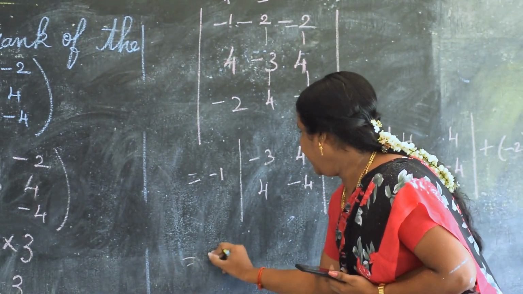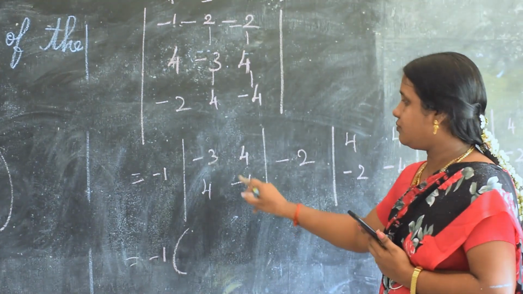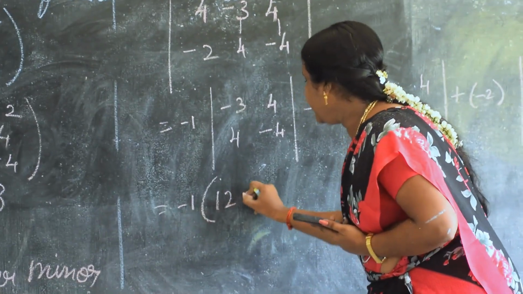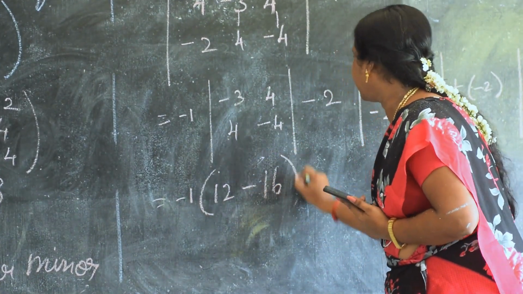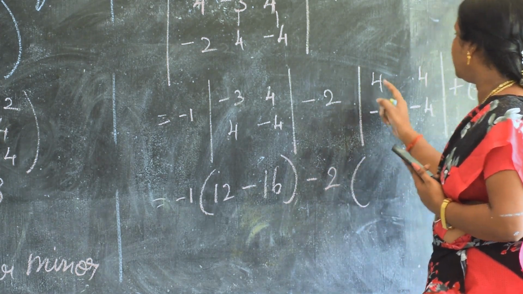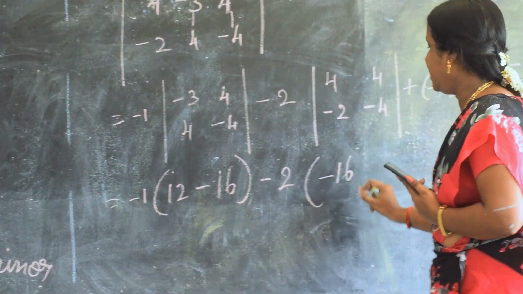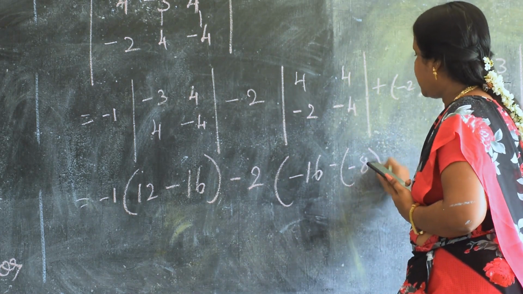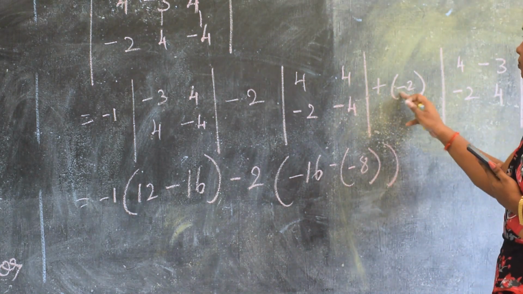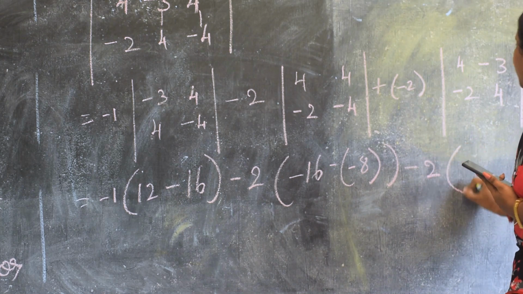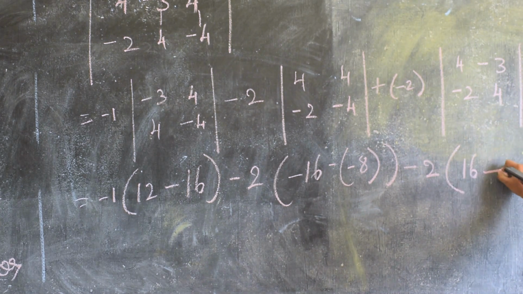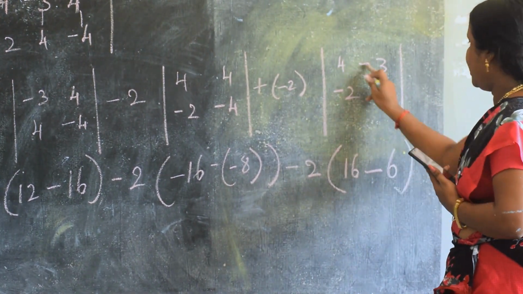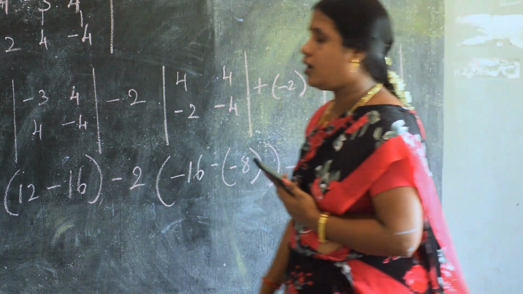Now you can multiply. Minus 1 into, multiply this, 4 3s are 12. Minus 4 4s are 16. Minus 2 into 4 4s are 16. Minus 16. Already here one minus is there. 4 2s are 8. Minus 8. Again plus into minus is minus. 2 into 4 4s are 16. Minus 3 2s are 6. Minus into minus plus. Now you solve this.